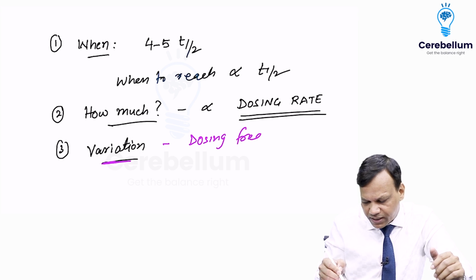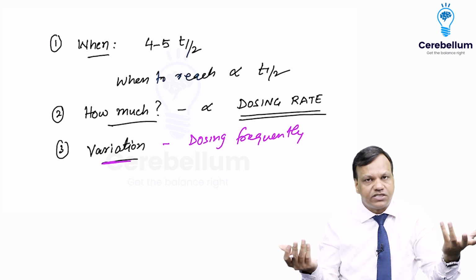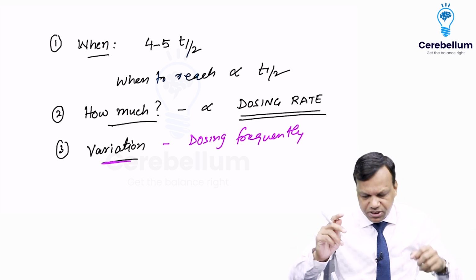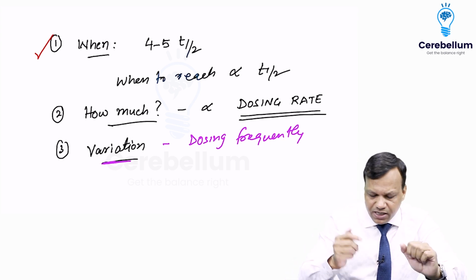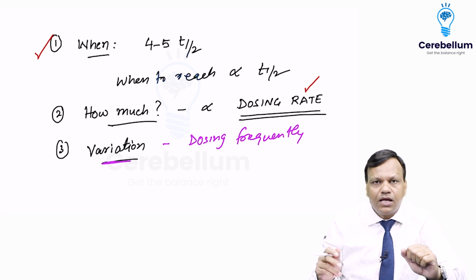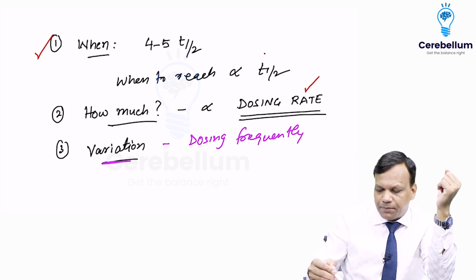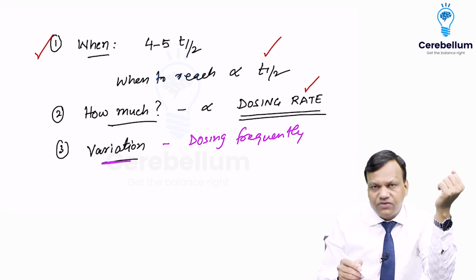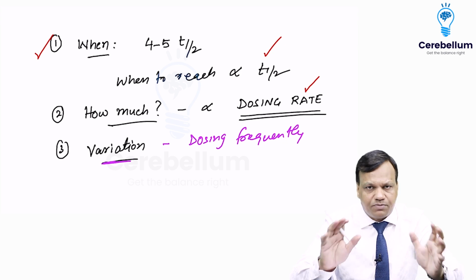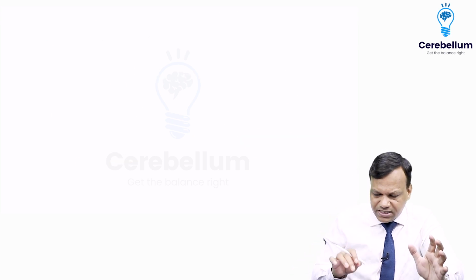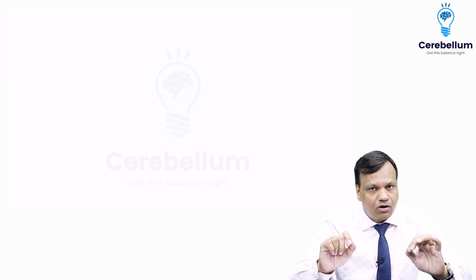Clear? So you can simply remember that the variation between peak and trough depends upon the dosing frequency, how frequently we are giving, if the total dose is the same, obviously. So 3 important MCQs to remember. How much steady state plasma concentration will be achieved depends upon dosing rate. When it will be achieved depends upon half-life. And what the variation between peak and trough will be depends upon the frequency of administration. So steady state plasma concentration is a very important concept.